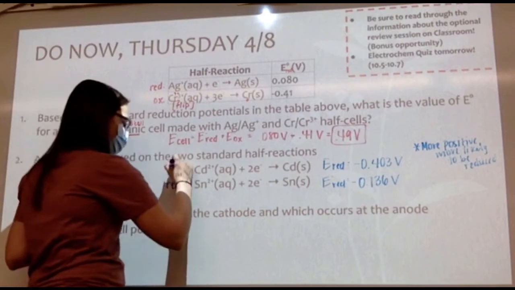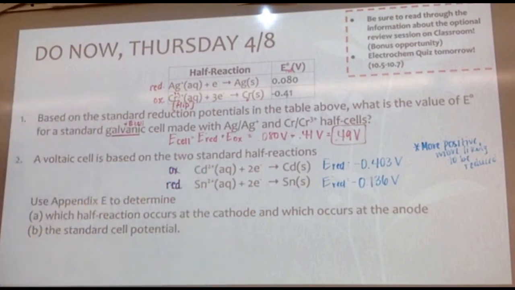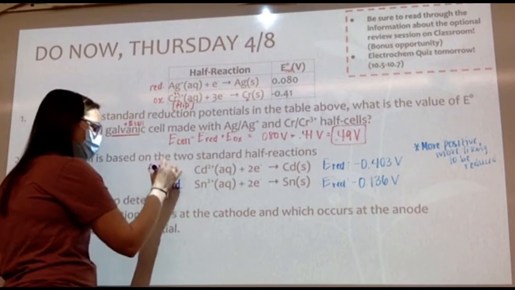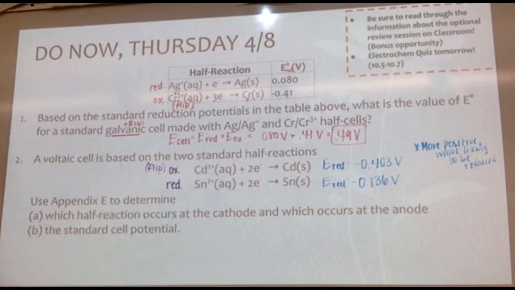So that means that the Cd2+ and Cd will be oxidized, which means when we want to look at the overall reaction, this reaction will be flipped in order for us to see the oxidation. Oxidation would be going from Cd to Cd2+ because oxidation numbers are going from 0 to +2.